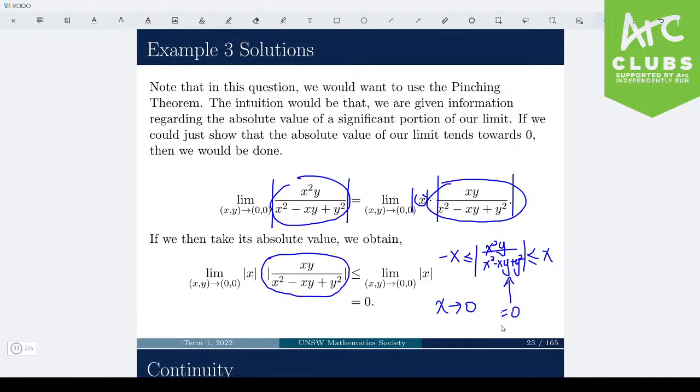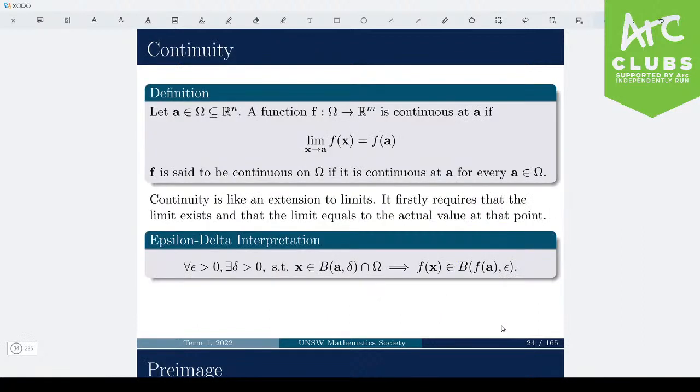All right. That's it for our limit theorems. Let's move on to continuity. So let A be in the set omega, and let f be a function that sends you from omega to R^m, and it's continuous at the point A if the limit of f as x approaches A is equal to f(a). Okay, and the function is said to be continuous in general if it's continuous for all possible a's.